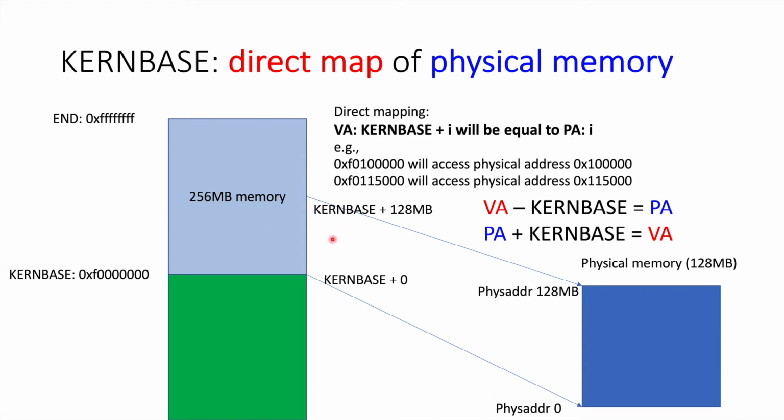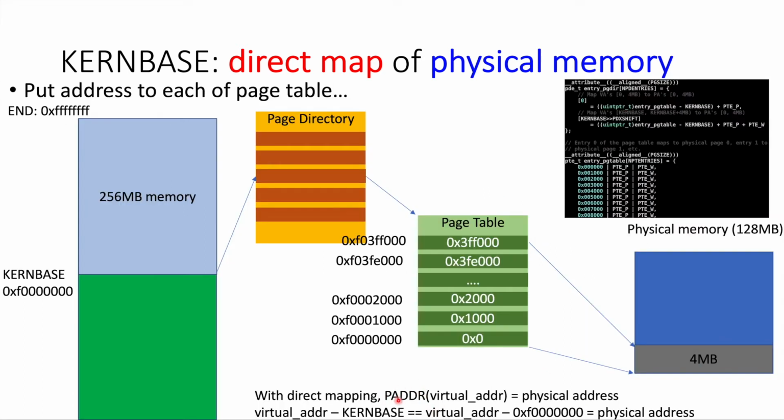So in JOS kernel, to translate the kernel virtual address to a physical address, just subtract KERNBASE, and to translate a physical address to the kernel virtual address, just add KERNBASE. These operations are actually the PADDR macro and the KADDR macro. So if you run PADDR over a virtual address, the macro will be expanded like this, just subtracting KERNBASE. Remove this top F. Then you will get the physical address. It's simple, right?